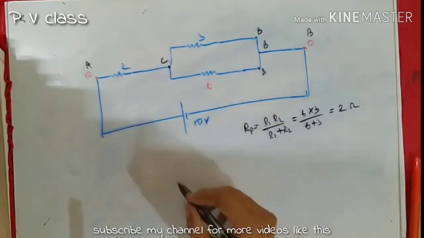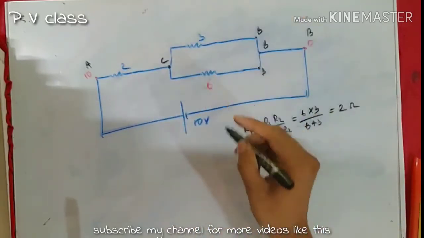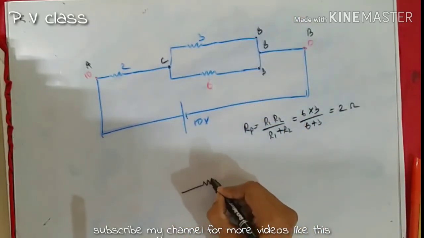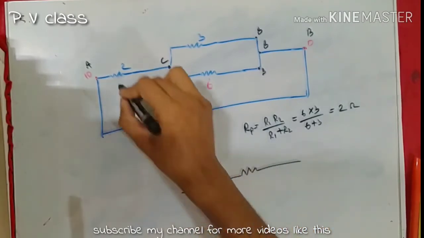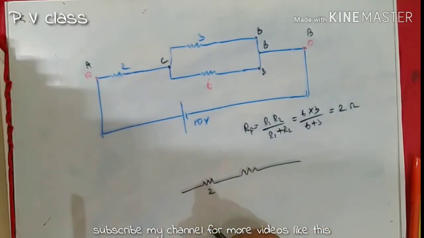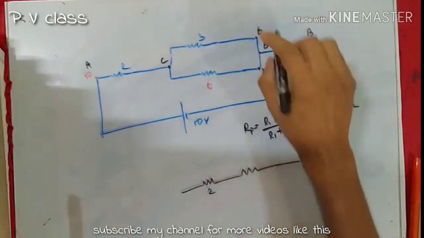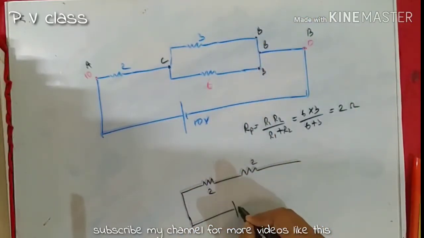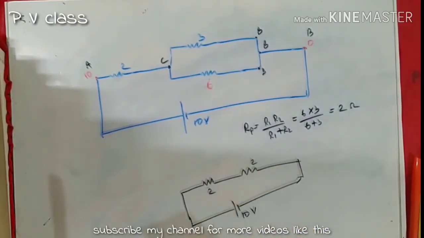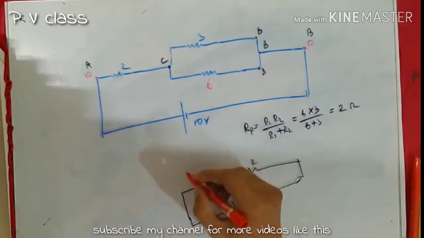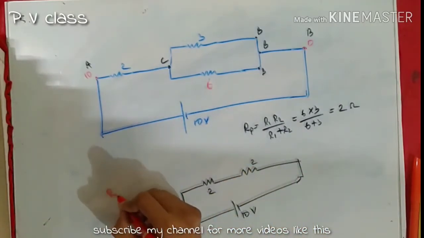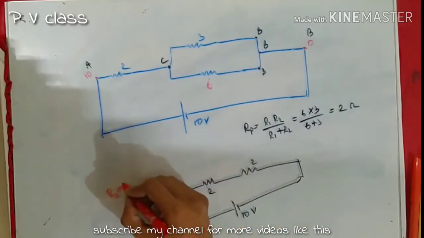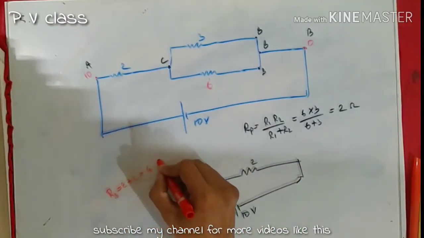Okay, therefore this circuit can be simplified like this. This 2 ohm is our 2 ohm over here and the effective resistance is 2 ohm, therefore 2, and it is connected to a 10-volt battery like this. And from this, what is the effective resistance? Rs is equal to 2 plus 2, that is equal to 4 ohm.